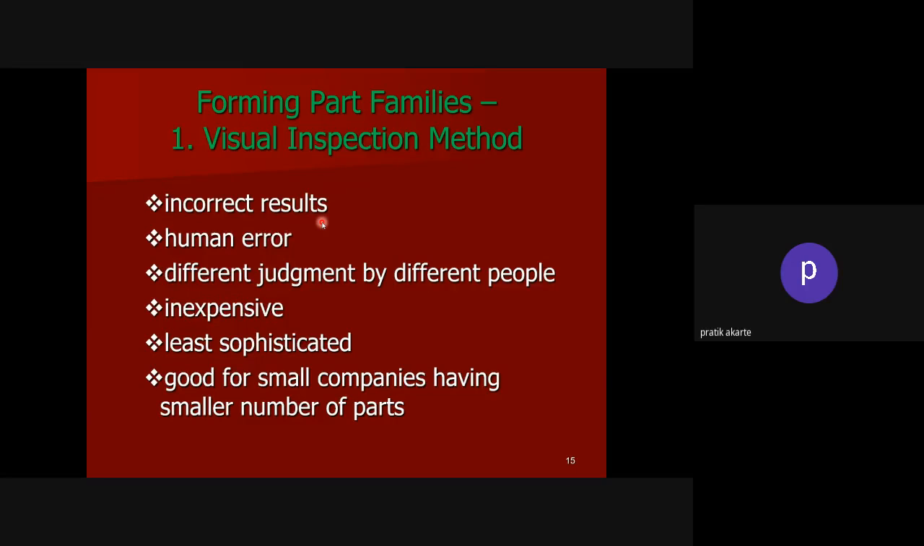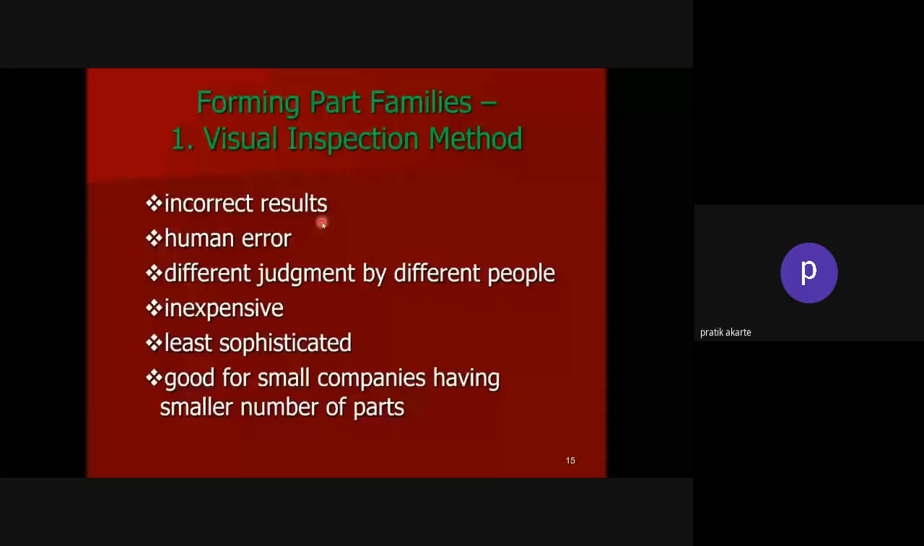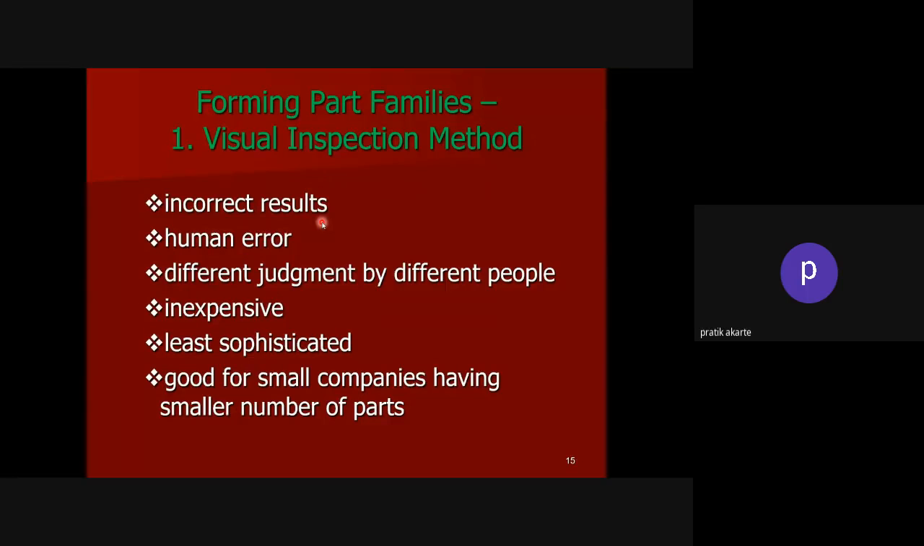But on the other hand, it is an inexpensive method. It is the least sophisticated method. It is a quick one, and it is also good for companies having a smaller number of parts. If you are dealing with 30 or 50 parts, then it's okay. But if you are dealing with 1,000 parts or 10,000 parts, then it is very difficult for anyone to group the parts into part families just by visual inspection.